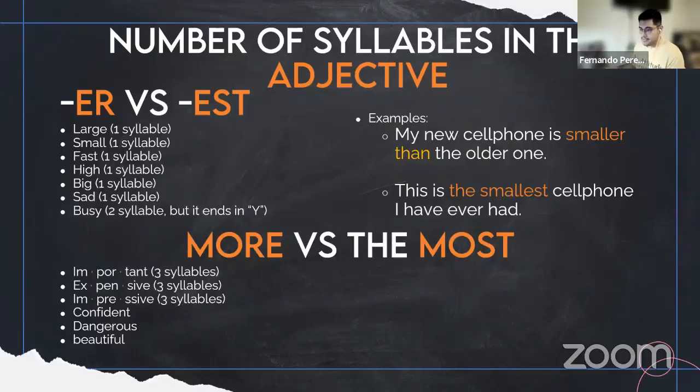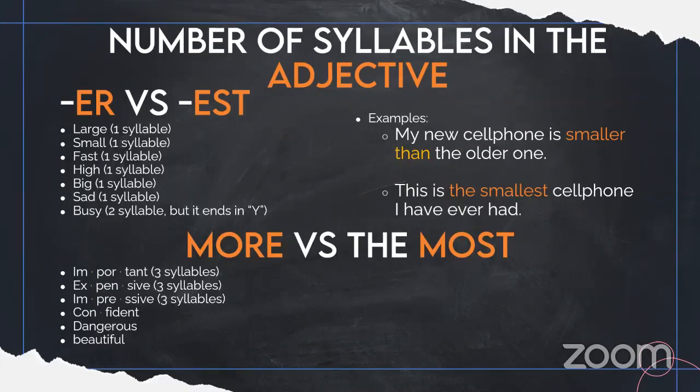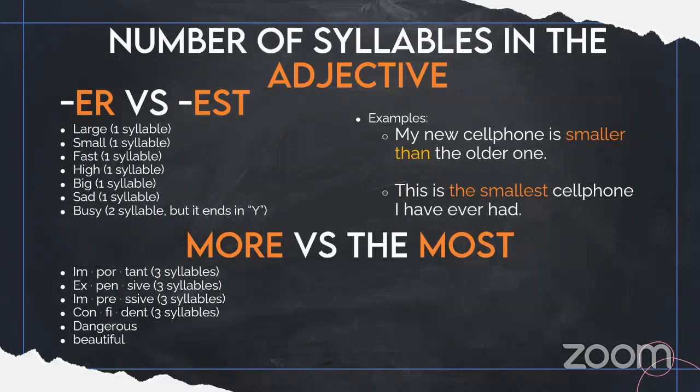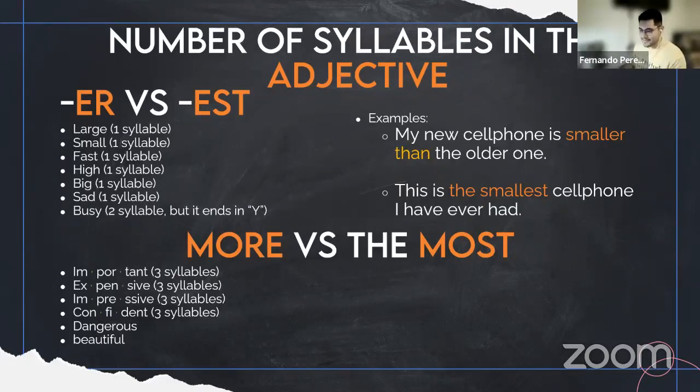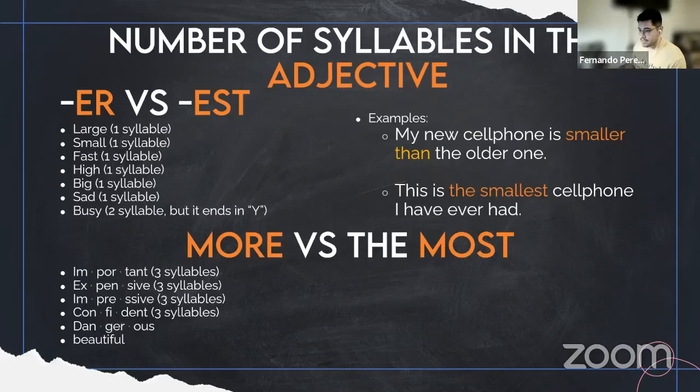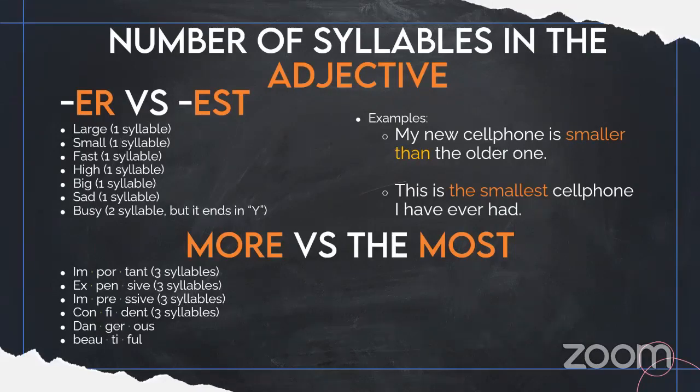So how many syllables does confident have? 3. Dangerous. How many syllables? Excellent. That's correct. 3 syllables. And let's go with something bigger.